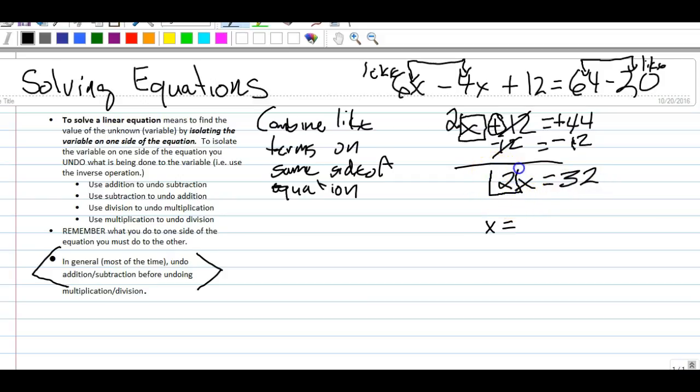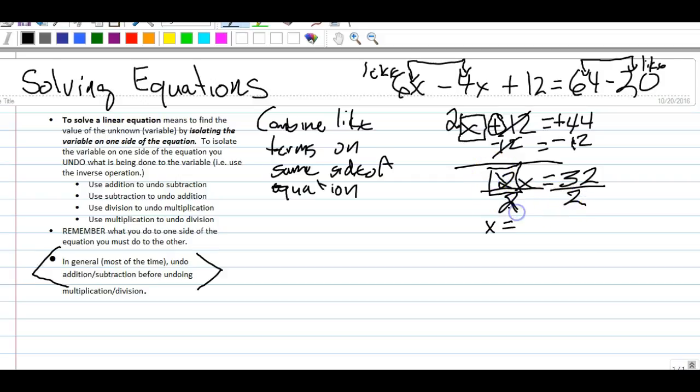Remember, I don't want 2x, 3x, 4x, or the opposite of x. I want x. So again, ask yourself what's being done to your variable. Your variable is being multiplied by 2. To undo multiplication, we use division. So I'm going to divide both sides of the equation by 2.